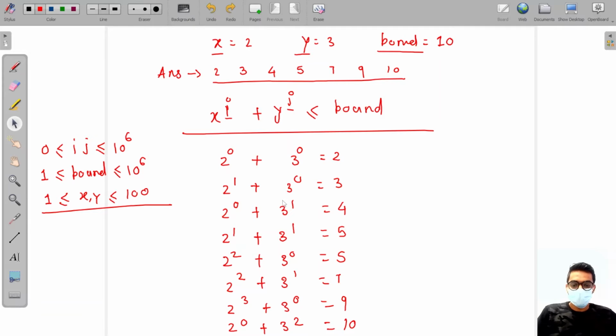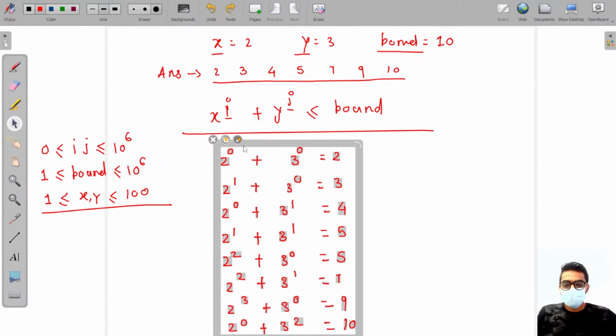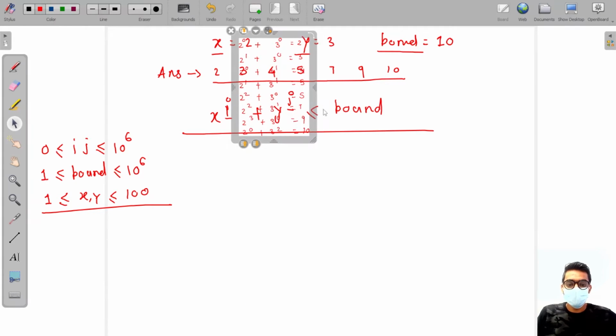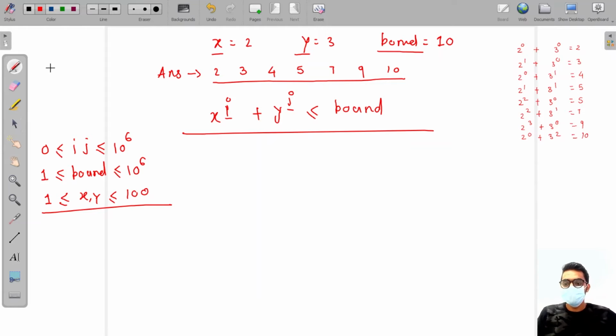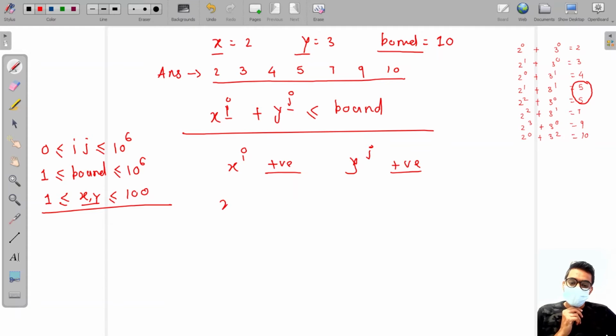For solving this question, let's take this to another side. These are some combinations, and we need to make sure that they are not repeated in our answer. Now, our x and y constraint is 1 to 100, so x raised to i is always a positive value, and y raised to j is also a positive value. So x raised to i is less than our bound, and the same goes for y raised to j, which is also less than bound.